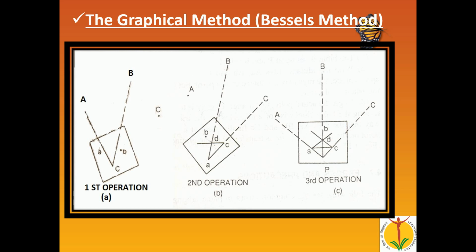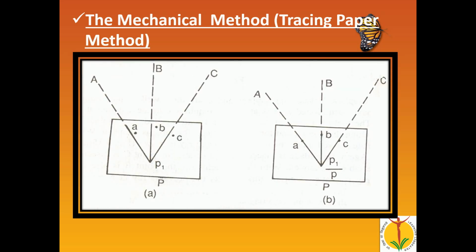So this is the graphical method or Bessel's method. The next method is the mechanical method, or the tracing paper method. In this method we use tracing paper. Suppose here are three ranging rods A, B, C, whose positions are already fixed on the ground, and the positions of these 3 points we know on a drawing sheet. What we have to do here is place plain tracing paper on the drawing sheet, and after placing the tracing paper, we mark point P.